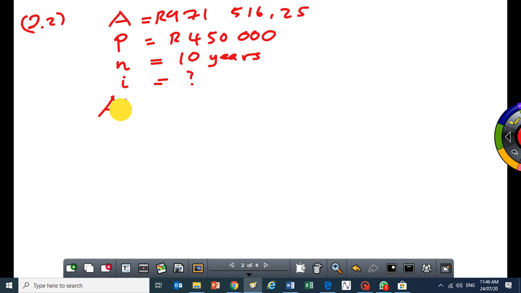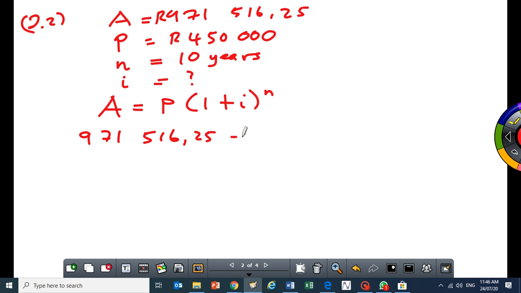So we say A is equal to P times (1 plus I) raised to the power of N. We want to calculate I. So if I put 971,516.25 is equal to 450,000 times (1 plus I) raised to the power of 10.